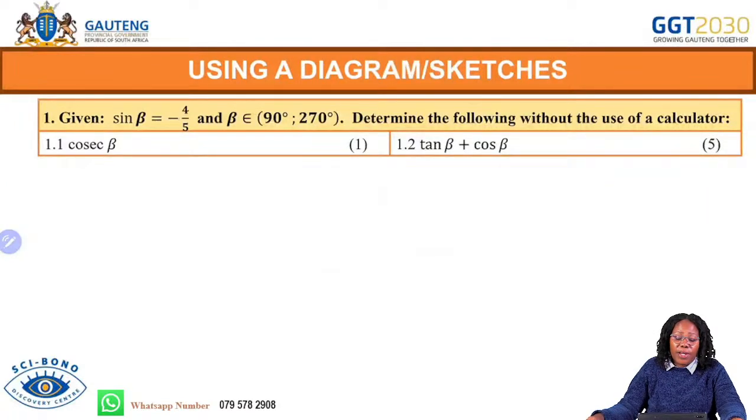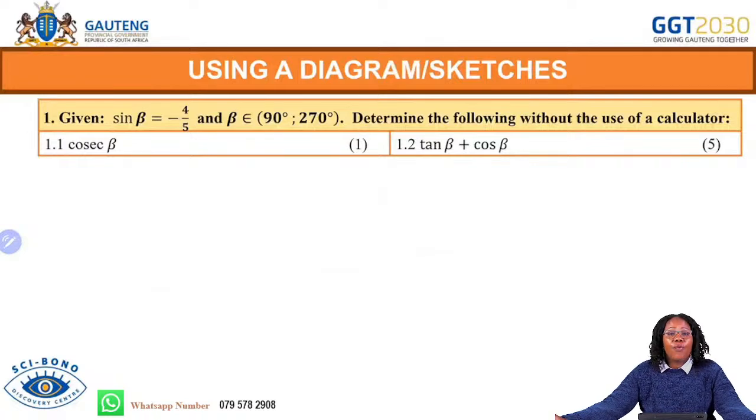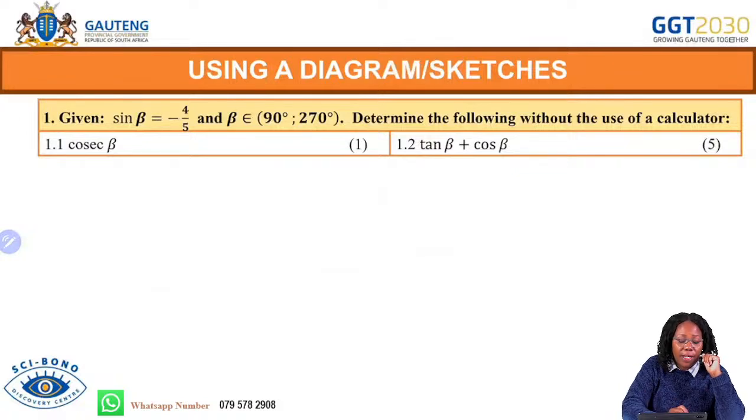And then now, the next subtopic, now we are done with using a calculator. We are moving on to using a diagram or using sketches. And then now with using sketches, you will be given a trig ratio, and then you will be given a restriction, of which is restricting the quadrant, right? And then now in this case, we are given a ratio there. We have it at sine beta is equal to -4/5. And then we are given a restriction that it must lie between 90 and 270.